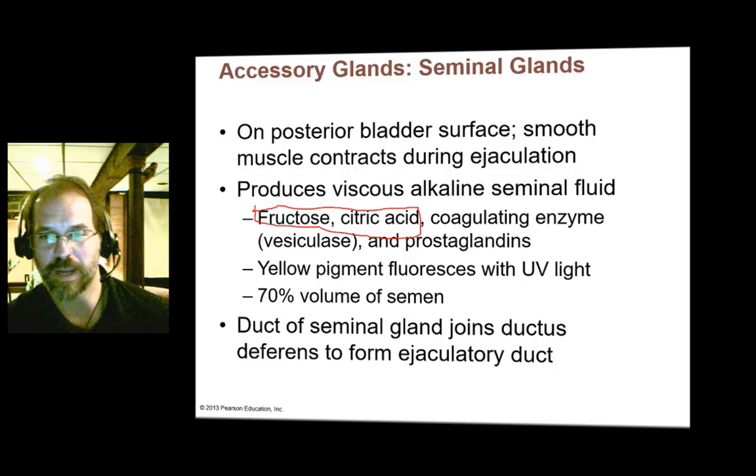They contain coagulating enzymes like thrombin, but this is actually vesiculase. And they contain some cytokines called prostaglandins, which will stimulate smooth muscle contraction in the female. There's a yellow pigment contained in seminal fluid that fluoresces with UV light. You can see this in shows like CSI and Criminal Minds.